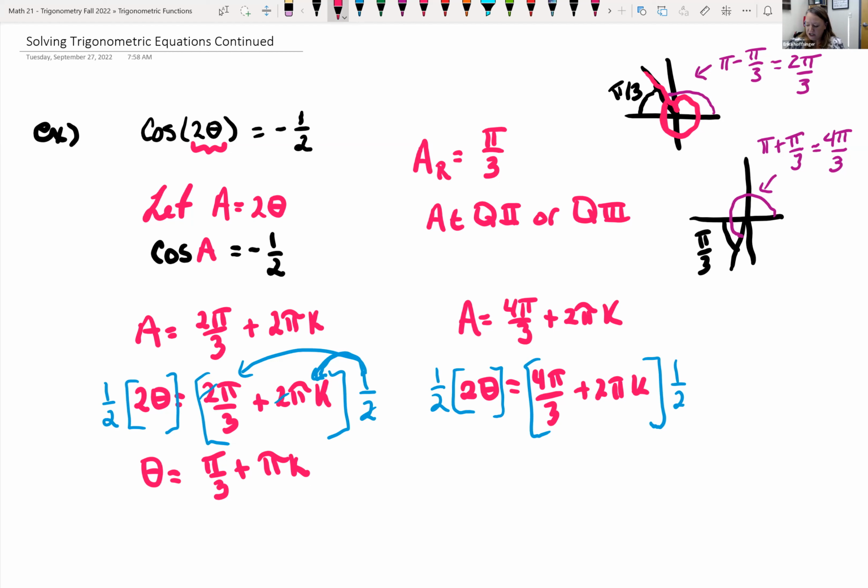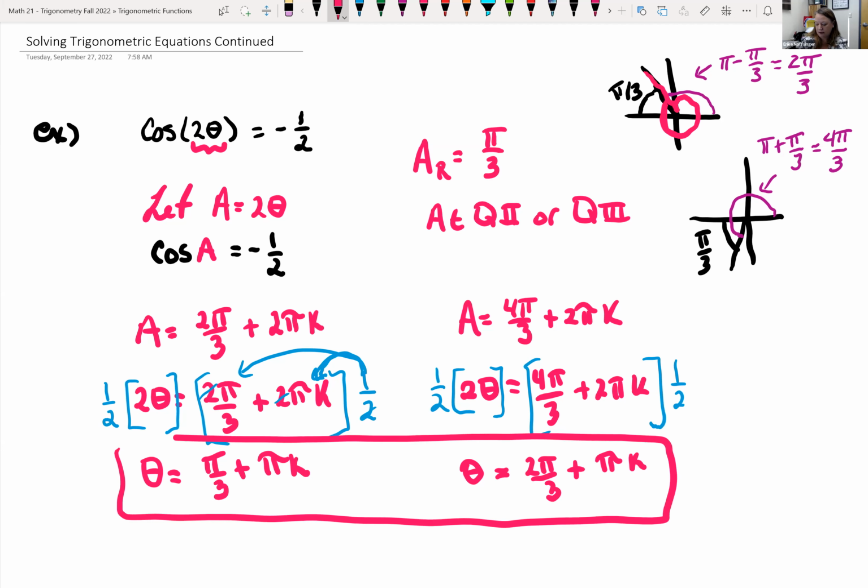So other equation, distributing 1/2, we get theta is equal to, 2 goes into 4 twice, so we get 2 pi thirds plus 1/2 times 2 pi k is pi k. So if the question asked for all solutions, we would be done. We would just stop there, and these would be our solutions. And k is an integer, so we could get different values of our angle that would work in our equation. So this is all solutions.